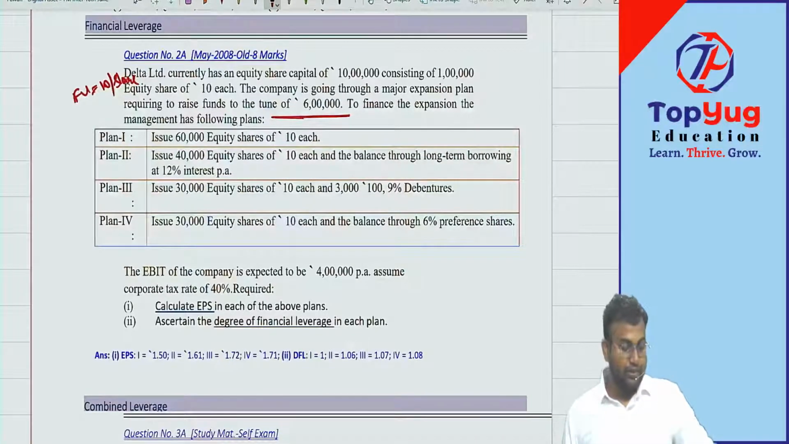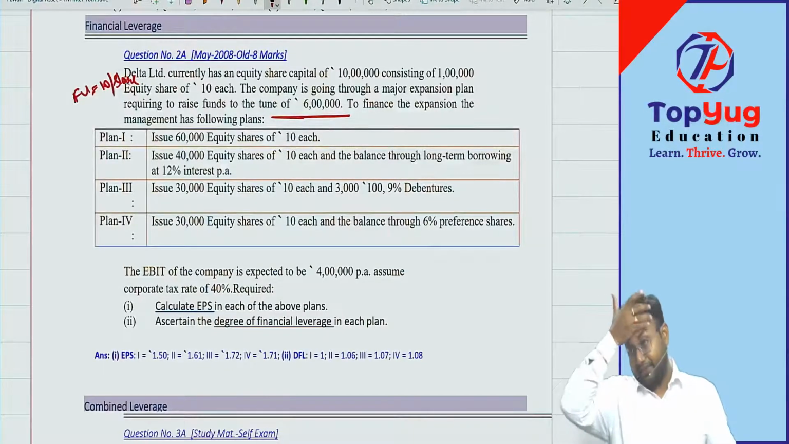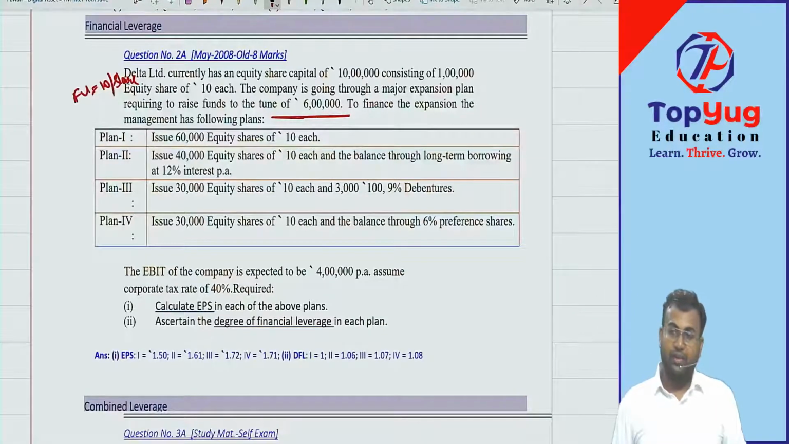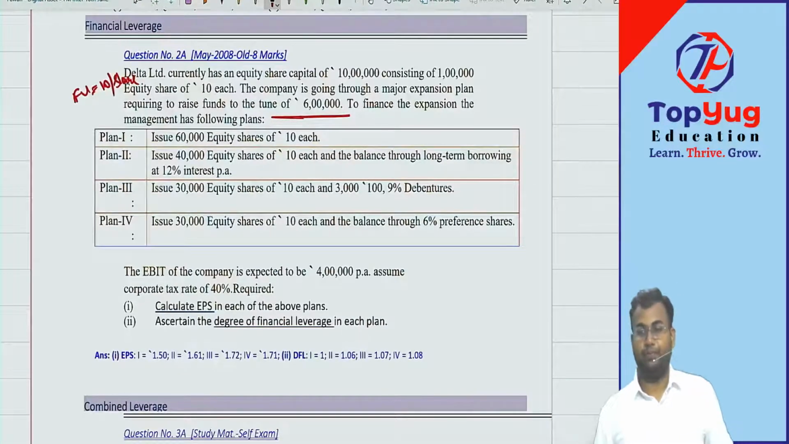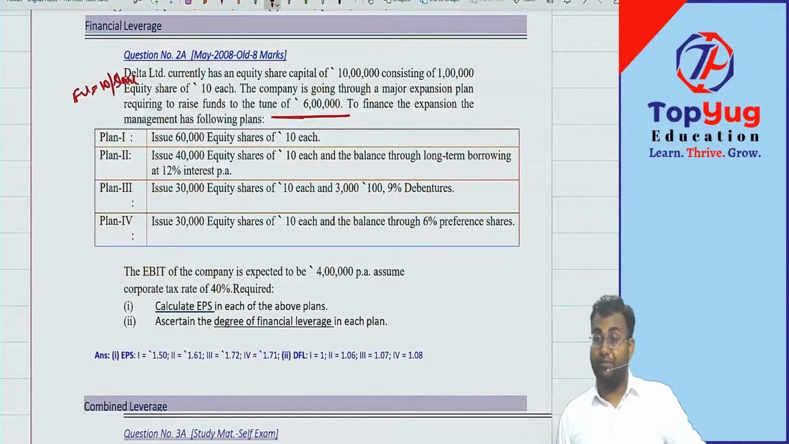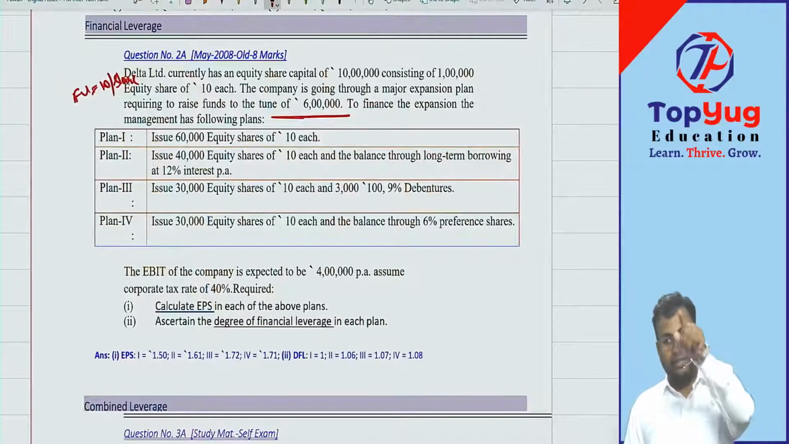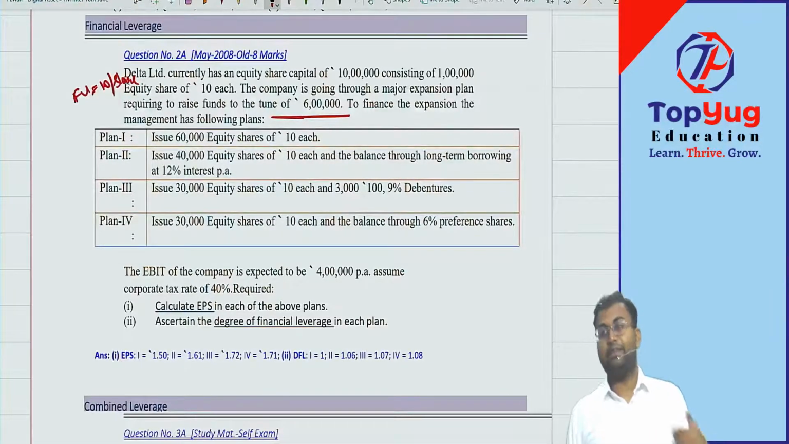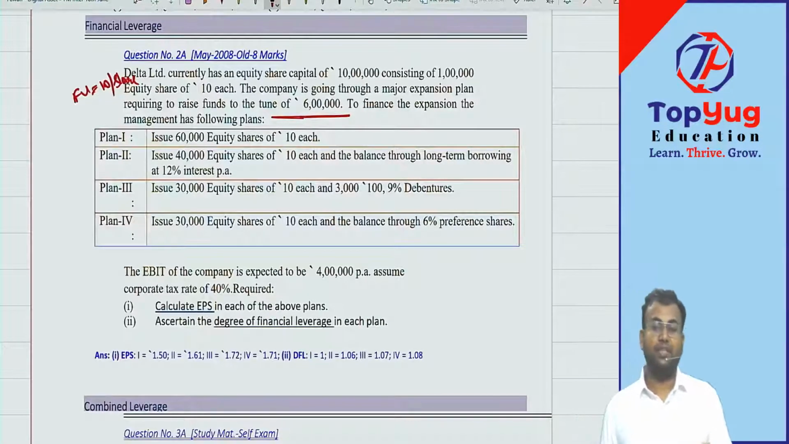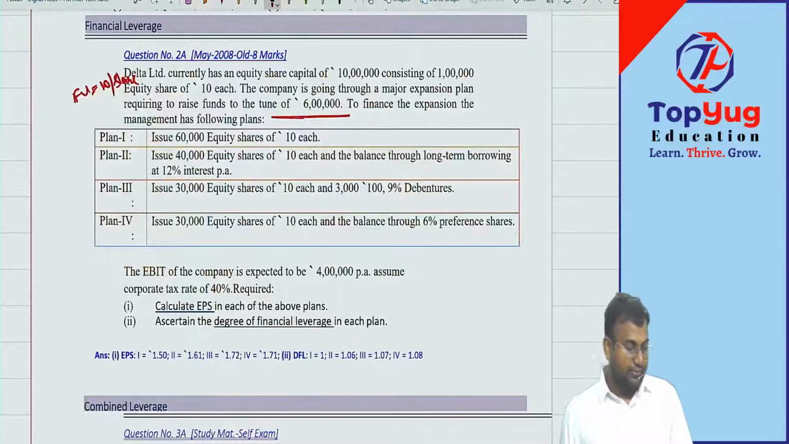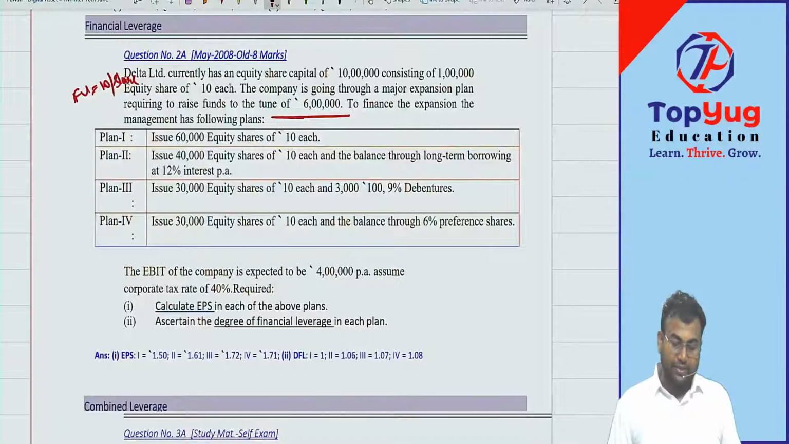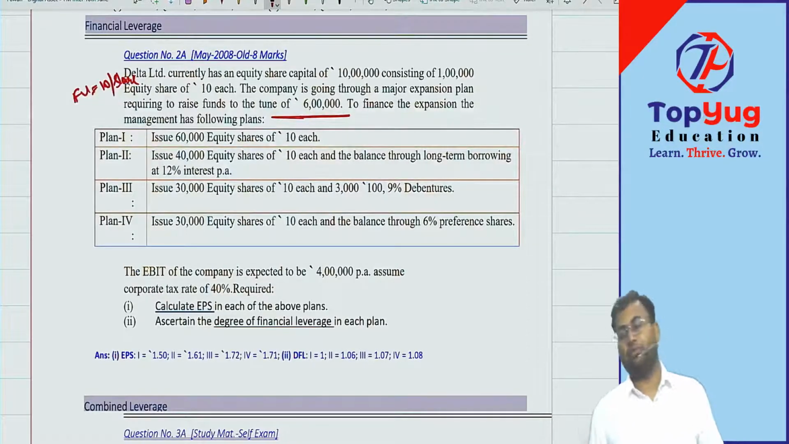Fourth plan: because I will give you certain other extra privileges apart from debenture holders, I would give you a lower payout. So the fourth option says 3 lakh from equity, and only 6% preference shares. So the cost is again further reduced. Whenever you issue preference shares, it is generally much better than debt, because it comes with the option of converting into equity at a later stage. Okay, so this is how the overall stuff is. The EBIT of the company is expected to be rupees 4 lakh per annum. So EBIT is given.